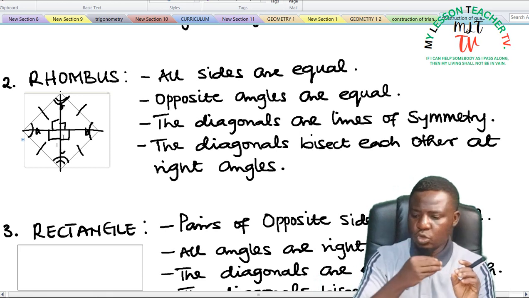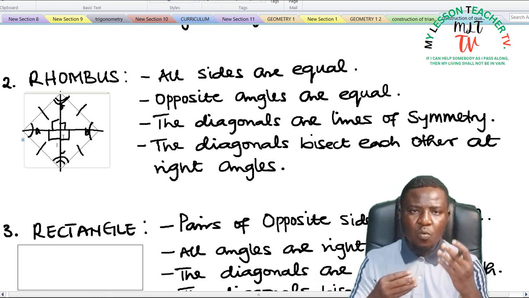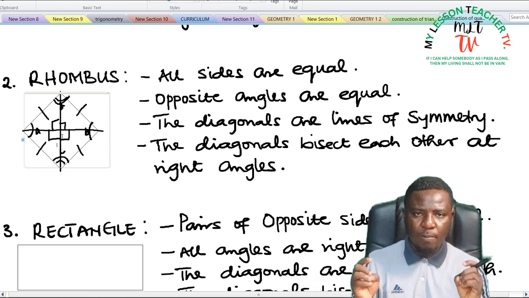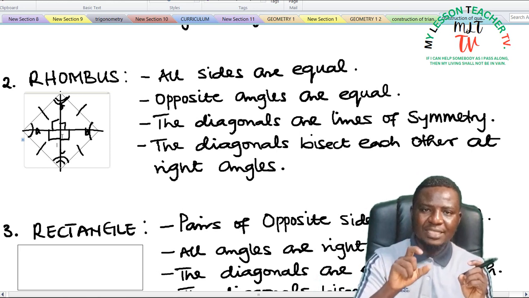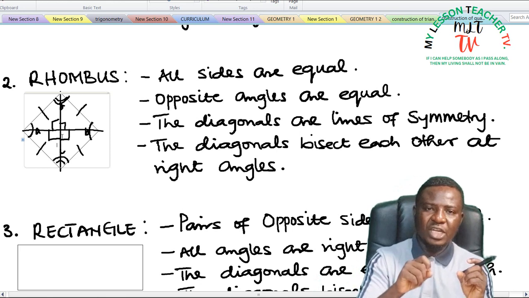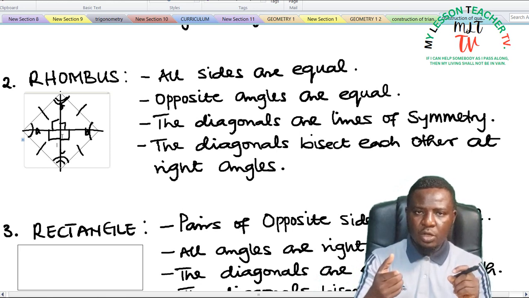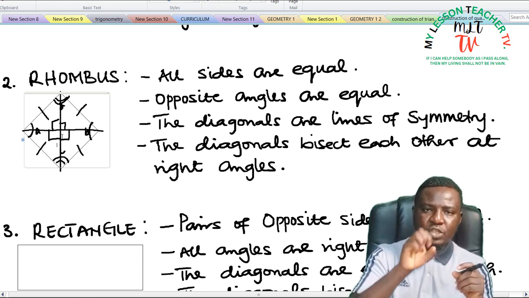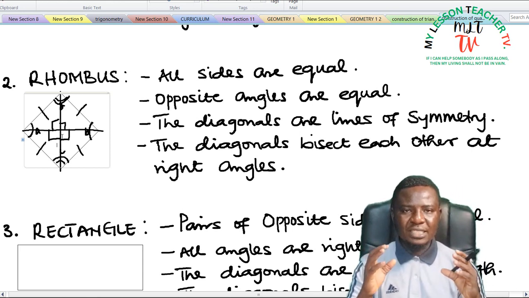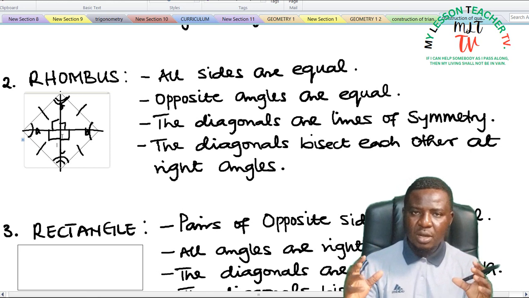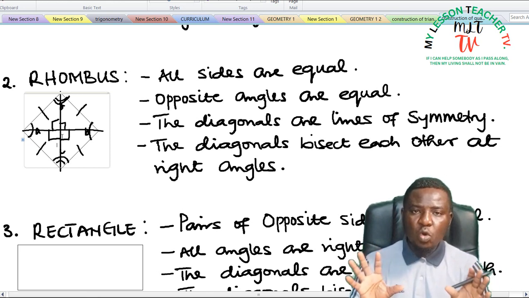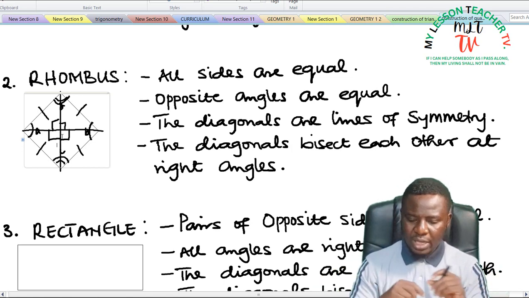So when you see a rhombus, you should be able to identify it. One of the similarities between a rhombus and a square is that all sides are equal, but not all angles are said to be equal. So that differentiates a rhombus from a square. In a square, all angles are equal and are 90 degrees. But in a rhombus, opposite angles are said to be equal and not all angles are equal. So get that.